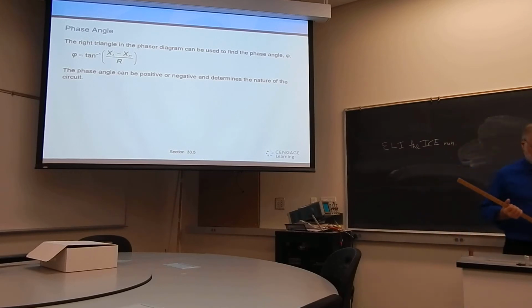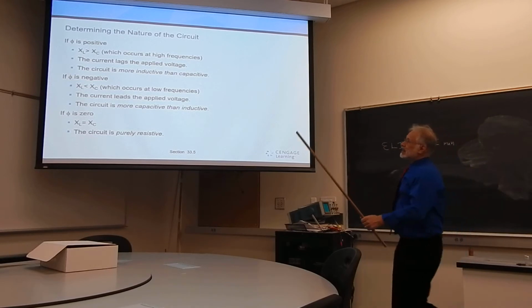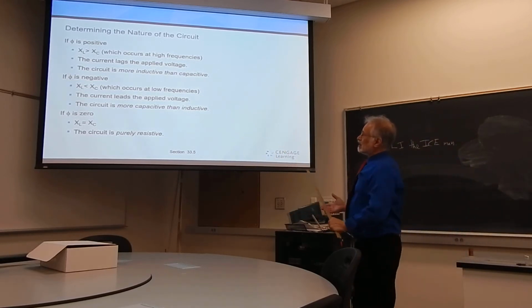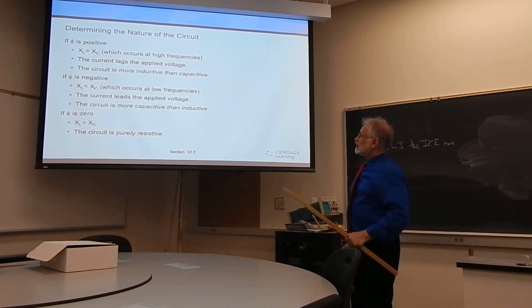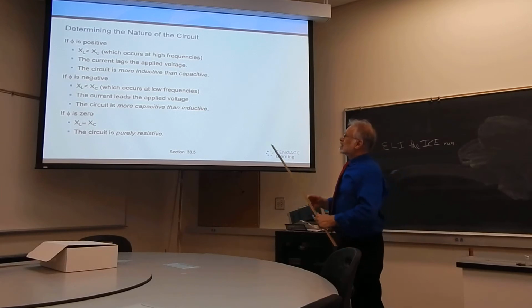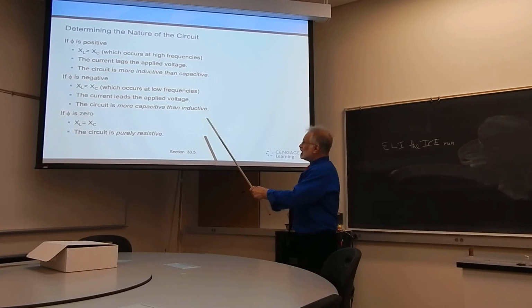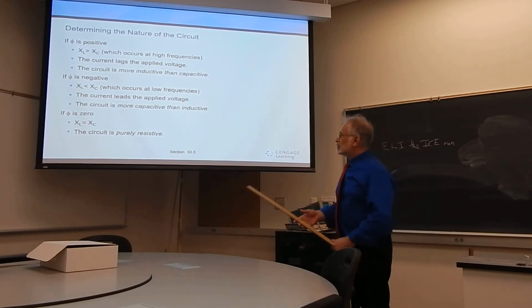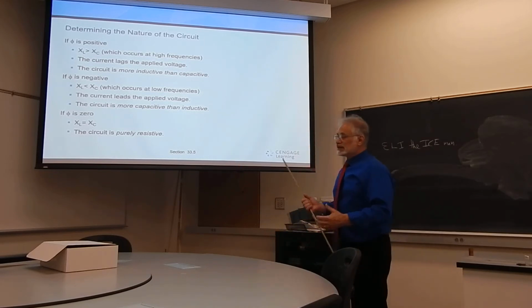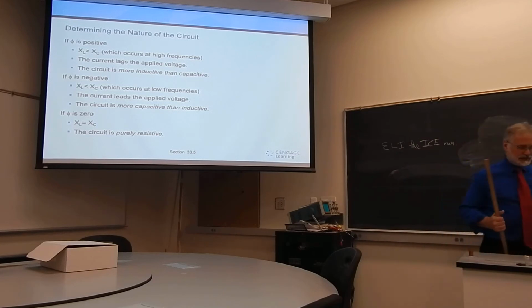the inductive reactance. And in fact, this is exactly what this slide is showing you. X sub L greater than X sub C, high frequencies, in other words, current will lag applied voltage. We call the circuit an inductive circuit. If phi is negative, it's a capacitive circuit. The current will ultimately lead the voltage. And of course, if phi is 0, that means that the two reactances are the same, and the circuit is purely resistive. It's only the resistance that matters in that case.